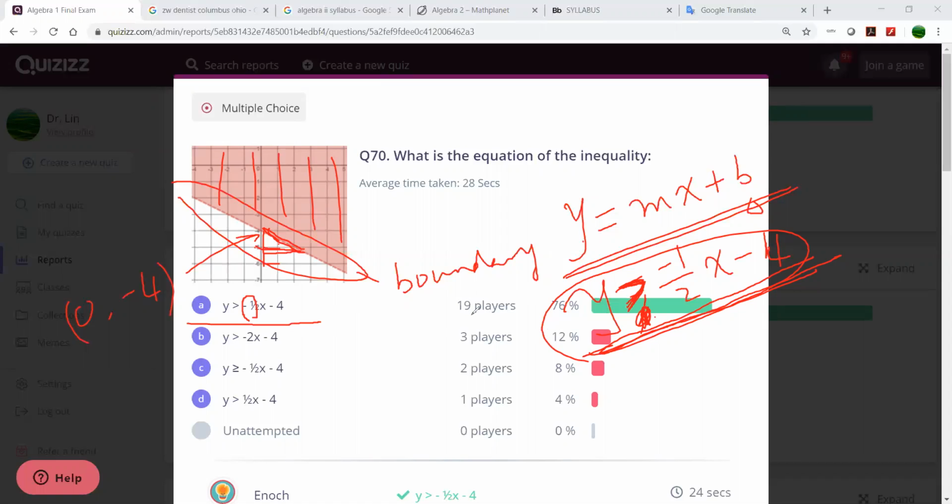Most people did correct, so it came out easily. It's great. Anyone have a question on this part? No. Okay, great. Great. Let's move on to the next one.